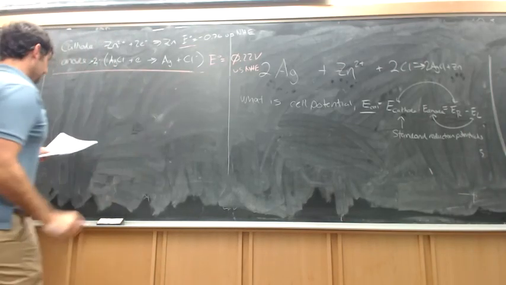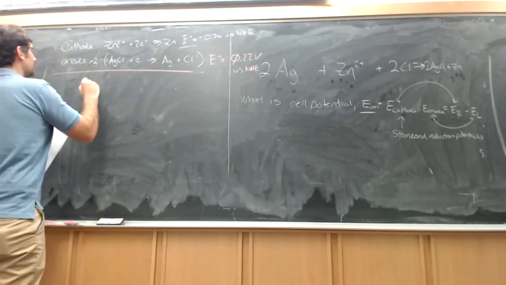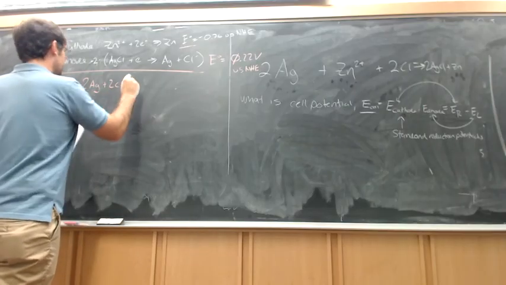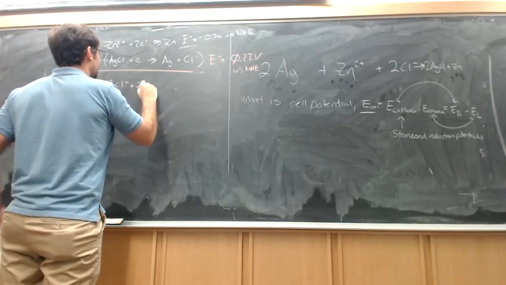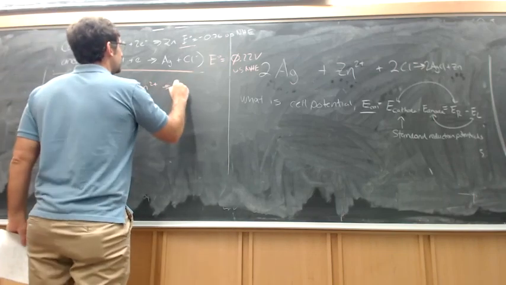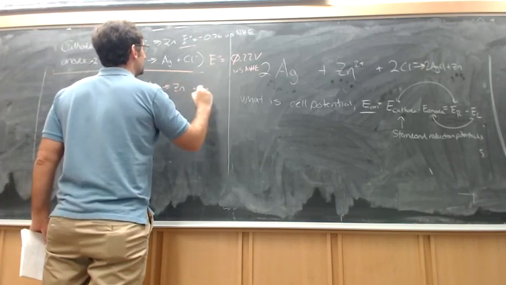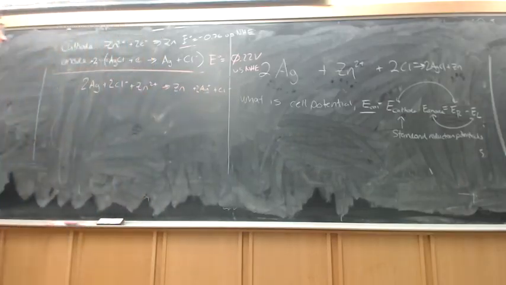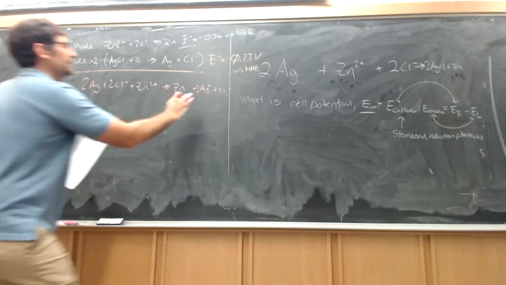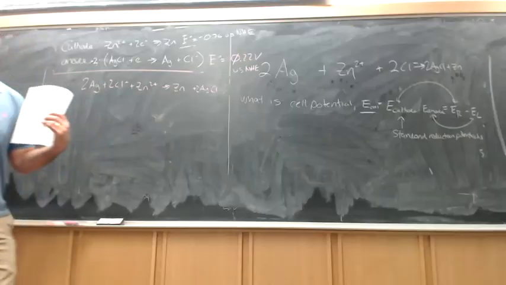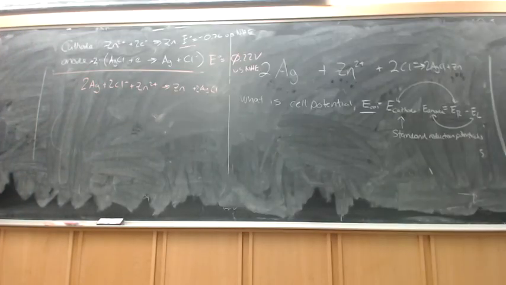So if I add these two things together, I get the overall reaction. 2Cl minus plus zinc 2 plus goes to zinc metal plus silver metal plus Cl minus, 2 Ag plus, sorry, and 2Cl minus. And actually, I should just write this already as 2 AgCl, because it precipitates and forms an insoluble complex. So we should write it as a dissociated ion, right?